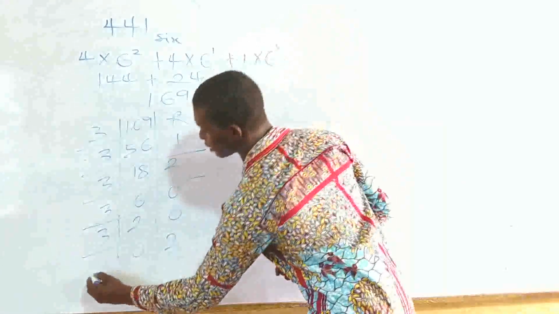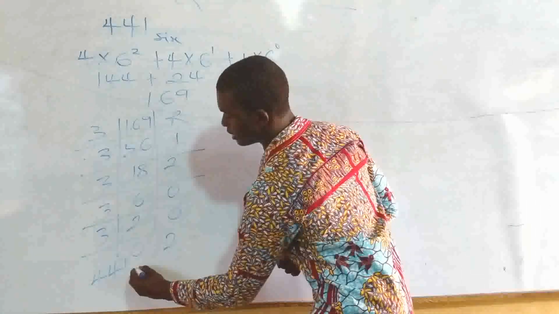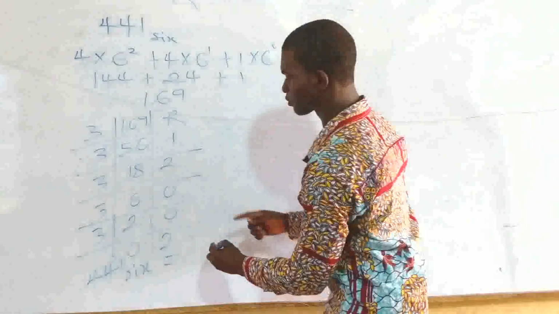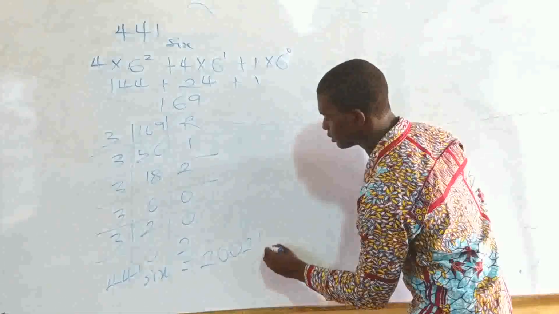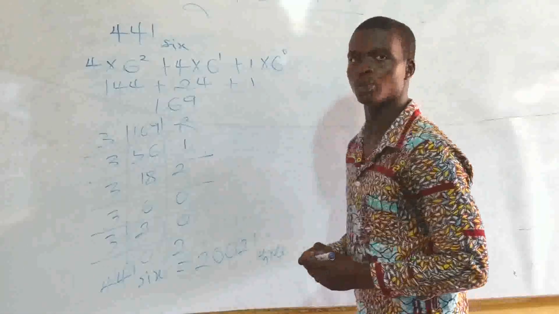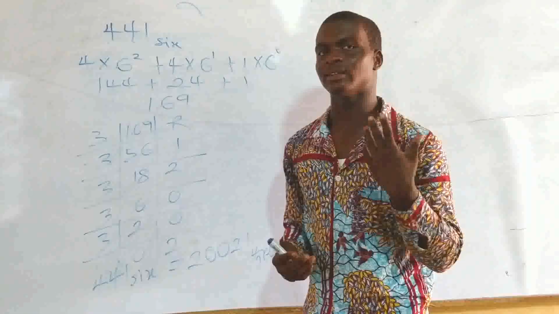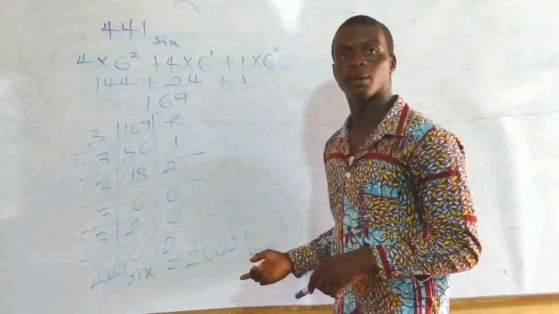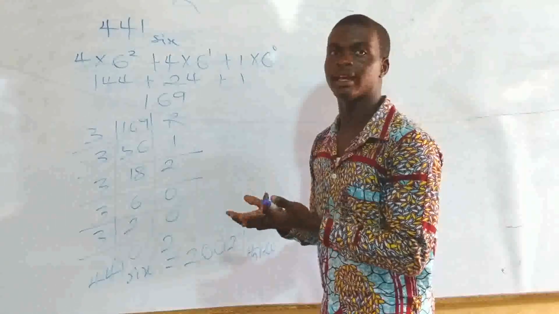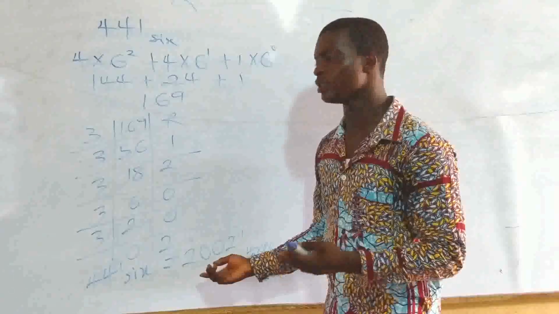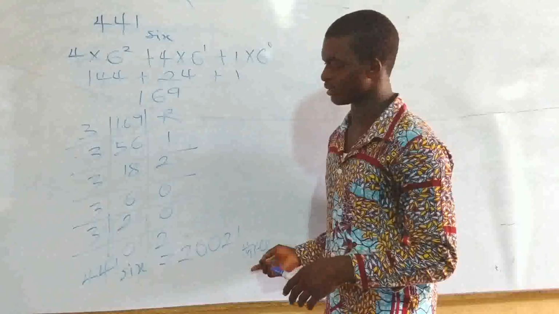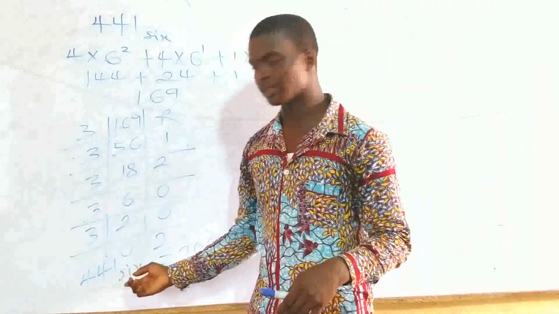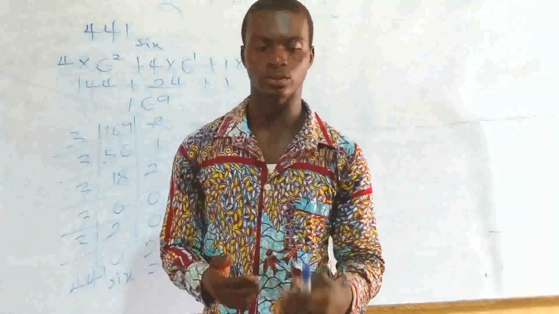And so we now have our answer to be 4 4 1 base 6 equal to 2 0 0 2 1 base 3. And so you should go back and understand what I said, that with every number or combination of digits in a system, the digits in there shouldn't be greater than the system. So you see, there is no digit over here that is equal to or greater than 3. Over here, there is no digit equal or greater than 6. So that tells you that we are going according to what I said.